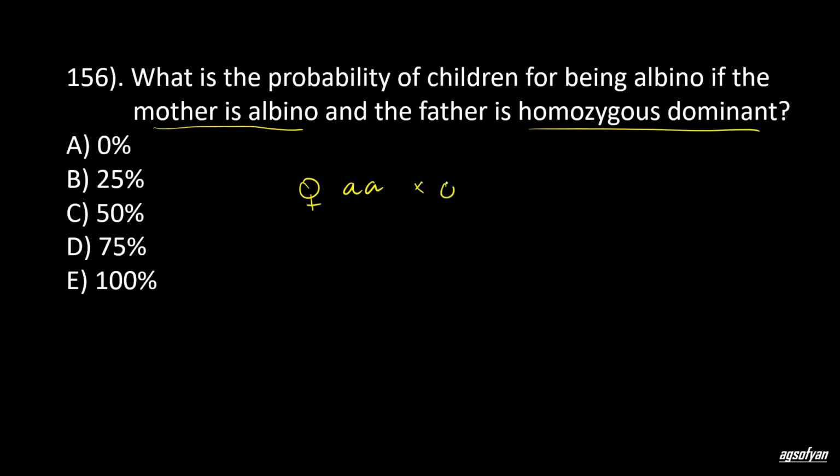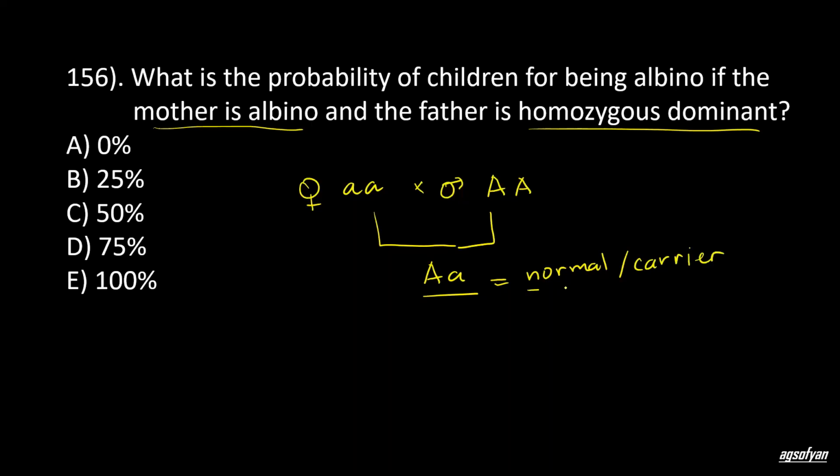So the father will be homozygous dominant, all capital A like this. Okay. So the children 100% will be heterozygous like this, which is normal or carrier. Okay, so the children actually have a normal skin color. So what's the question? What is the probability of children being albino? So none of them. So it will be 0%.